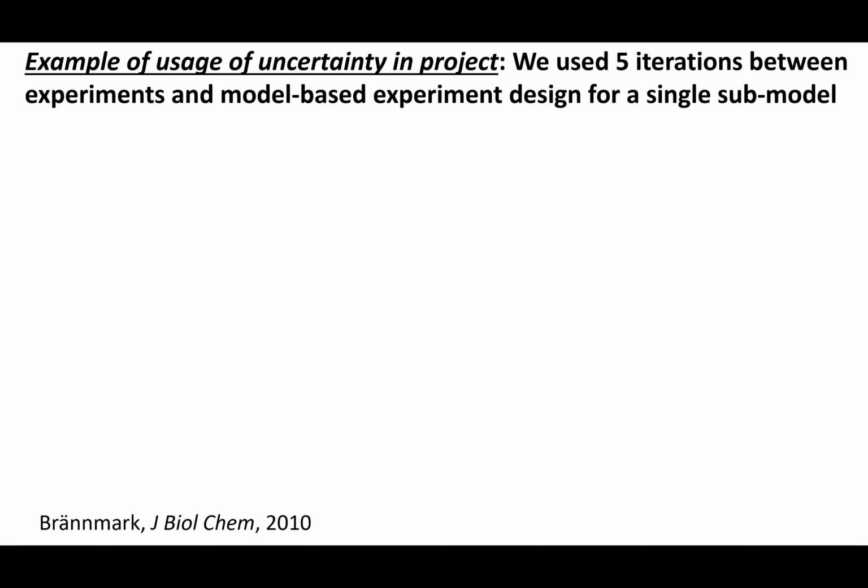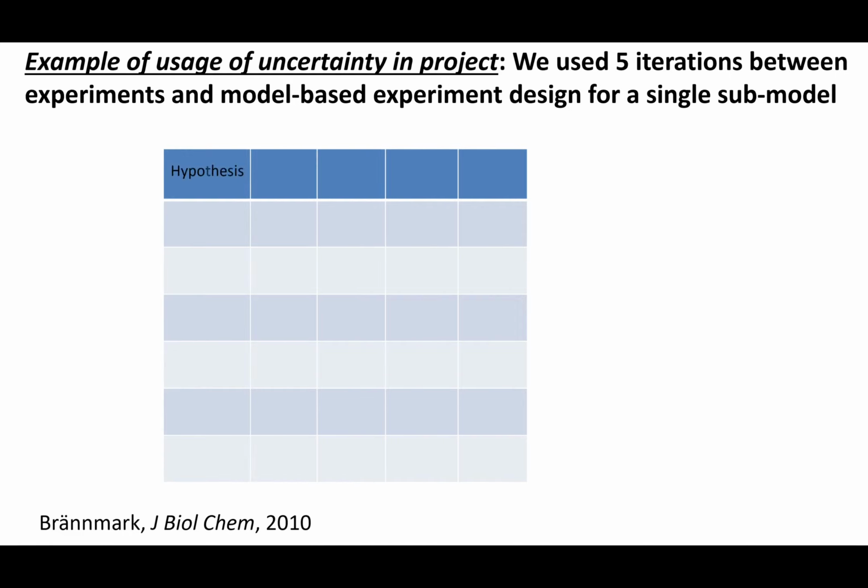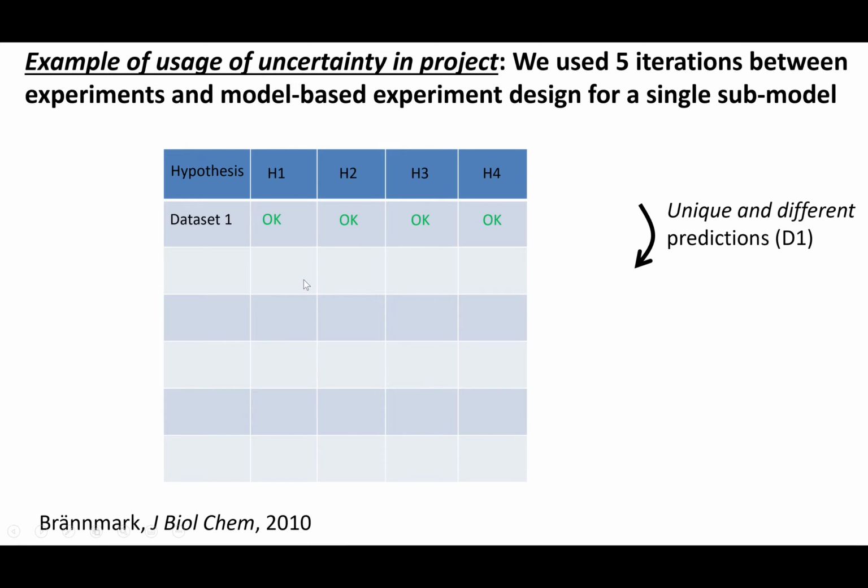So let's start with the first step, identifying submodels. So in this particular example from 2010, we had 4 hypotheses and some initial data. And all of the 4 hypotheses could explain the data. So we are now in the upper loop. And then the first type of design that we did was to have unique and different predictions.